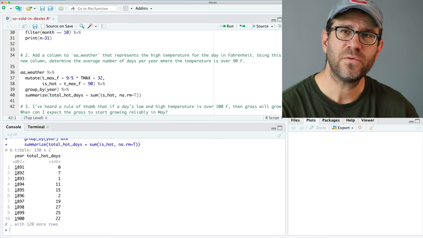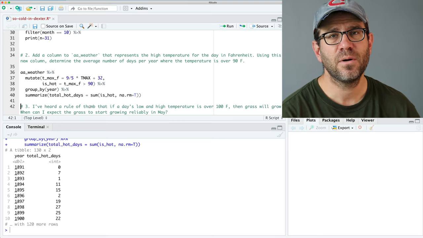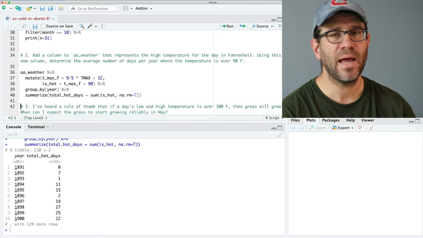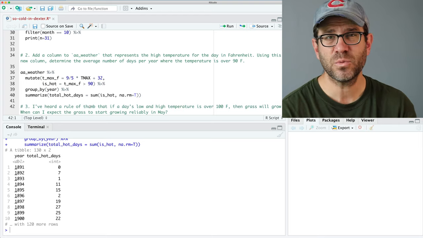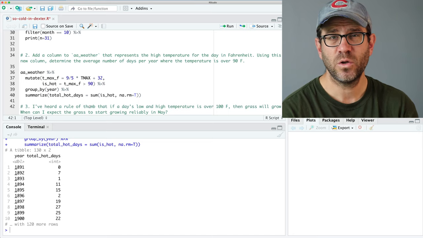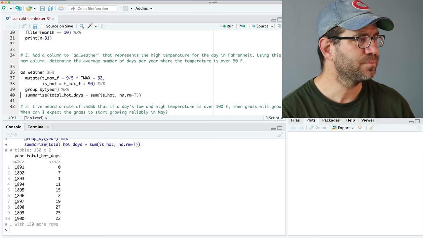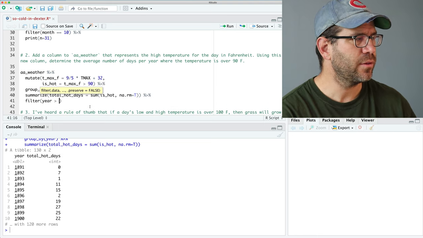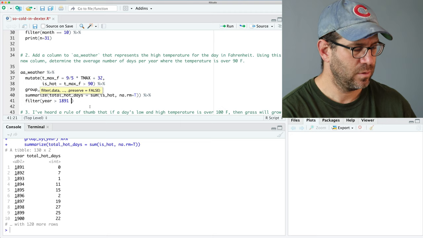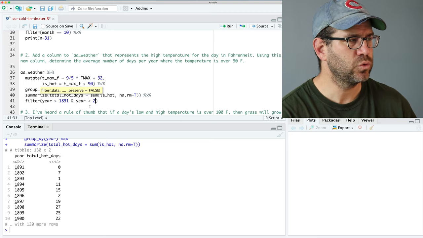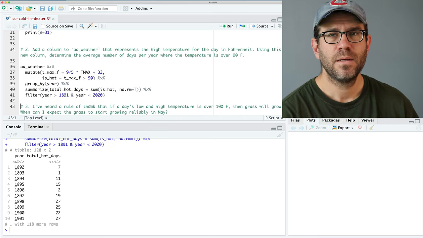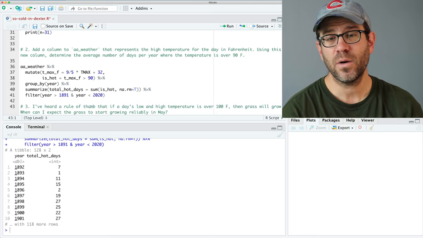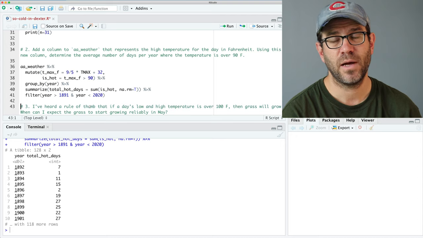And so now what I have is for each year, the number of days where it was above 90 degrees. Now, I don't have complete year's worth of data for 1891 or 2020, so I want to remove those. So I'll do filter year greater than 1891 and year less than 2020. Okay. Now, this is the total number of hot days per year. I want to know the average number of hot days per year.